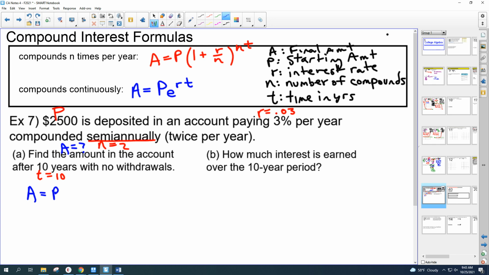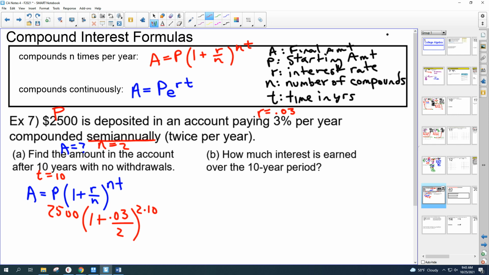We've got this formula. How do I know it's this formula? Because they give me the n number. The other formula is going to be continuous. It's not going to be twice a year, 6 times a year, 4 times a year. It's just continuously. I'm going to use the other one. But in this case, they're telling me twice a year. I know what n is. I use this formula. Plug and chug. 2,500 is the P. The rate was 0.03. N was 2. T was 10.